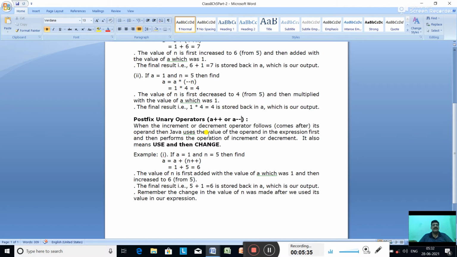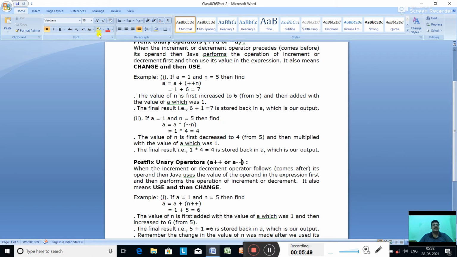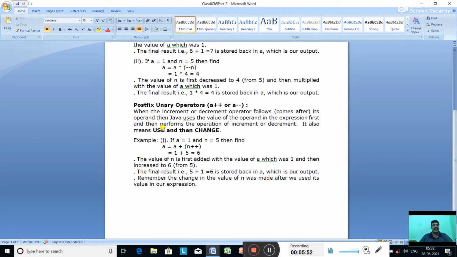In this, what happens, the initial value of the variable is used in the operation, and after using the initial value, the value is changed. Okay, it also means use and then change. The earlier one was called change and then use, and this is called use and then change. So always remember, if the increment or decrement operator comes after its operand, then Java uses the value of the operand in the expression first and then performs the operation of increment or decrement.